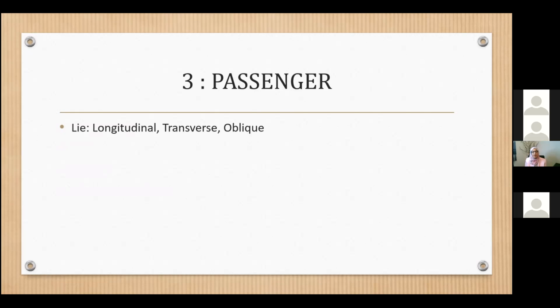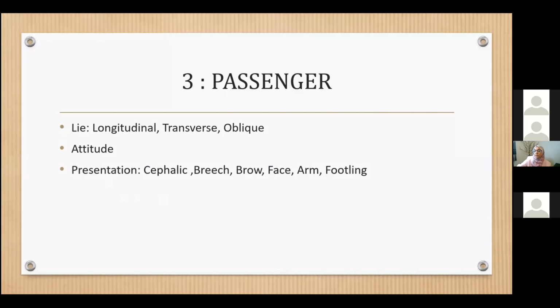The passenger can simply be the size of the baby is too large, or the position of the baby. Now we'll go through each and every one of these slowly so you can understand, along with some photographs. So we are going to talk about the lie, the attitude, the presentations, and lots of different positions, right? Any of these which would not be normal would not allow the passenger to go through as quickly as we want, and that will lead to abnormal labor.